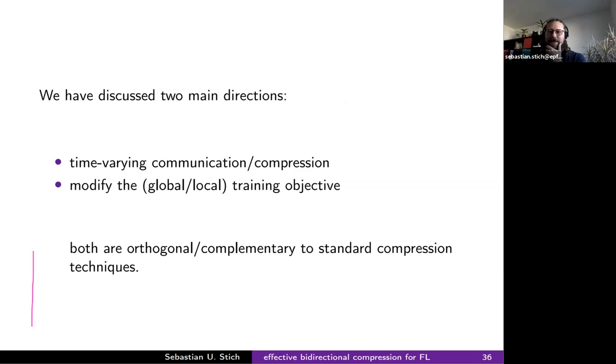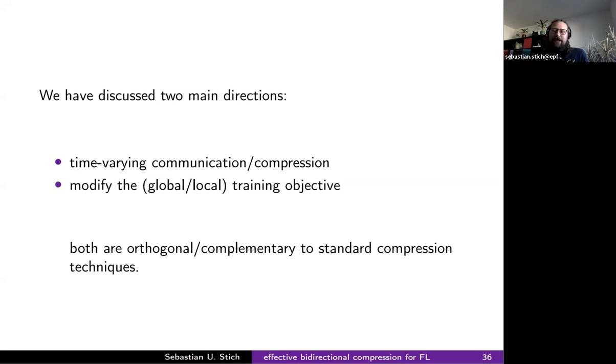So I think I'm running a bit out of time. So just to conclude, we have seen two main directions, not too many theoretical results, so please check also the papers. The first one was about this time varying compression or communication schedules. And I think the important part is that it's adaptive, so the scheme can detect when it has converged and stops communicating.